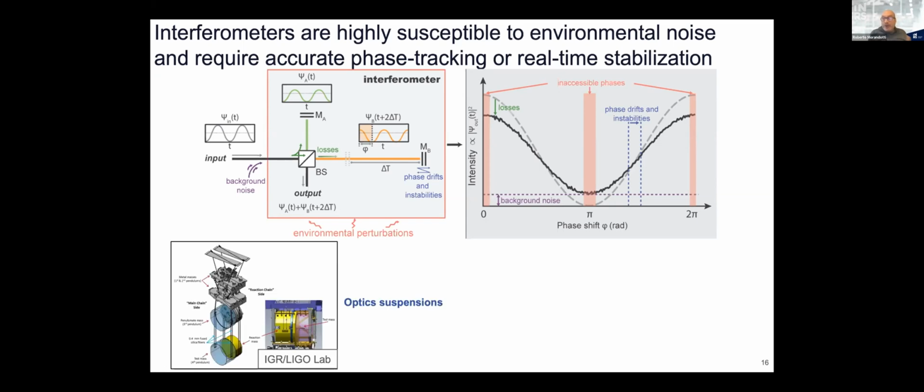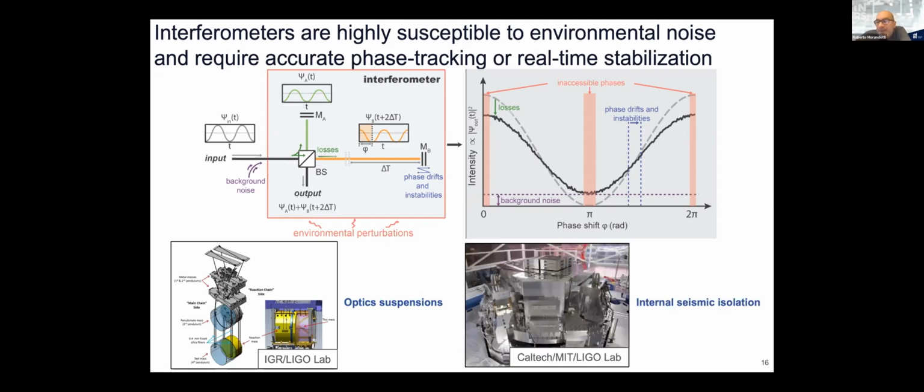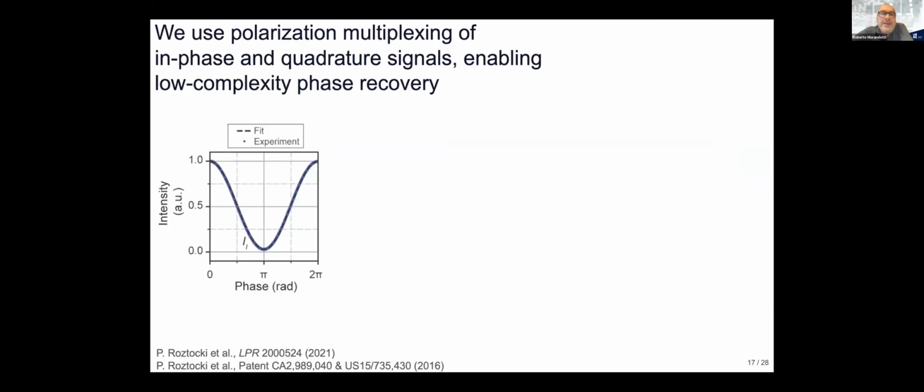We all know how important interferometers are. We can just think about the LIGO interferometer and all the very complex technology that there is behind it, like here in this case, where we have internal seismic isolation. But of course, we cannot really go that way. We need to find something that is affordable and still very precise.